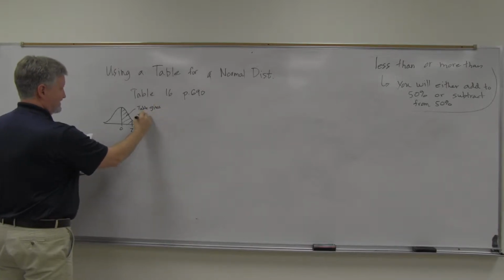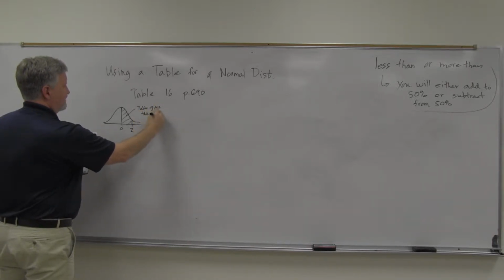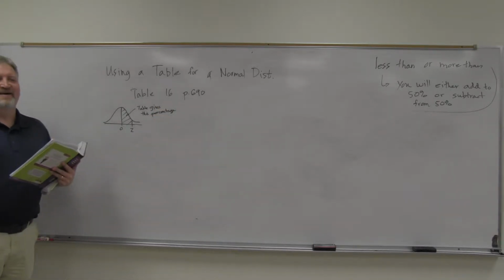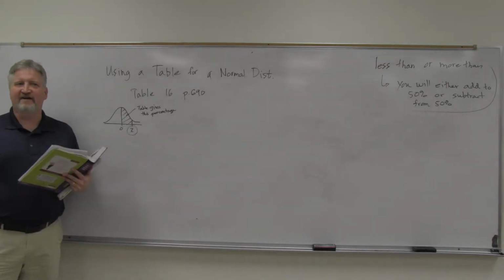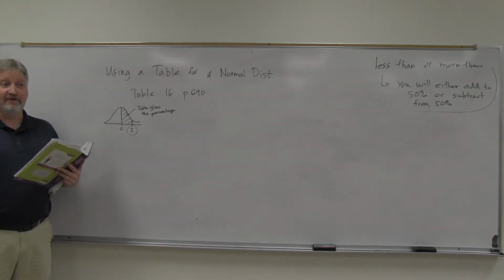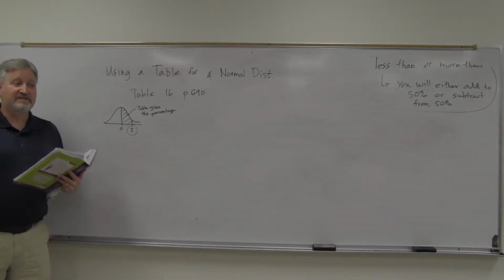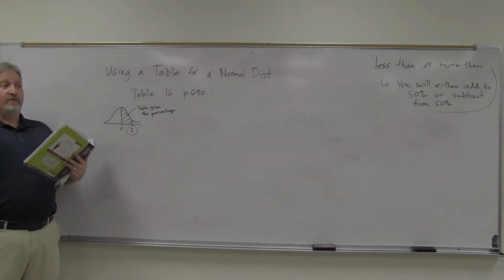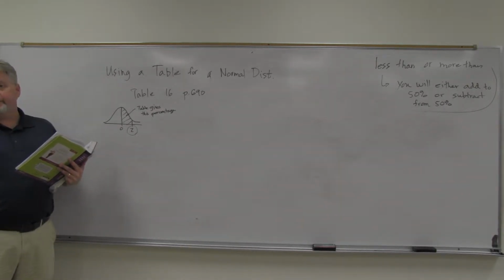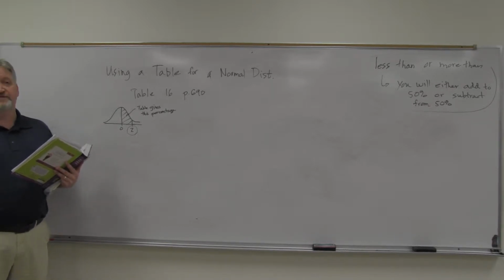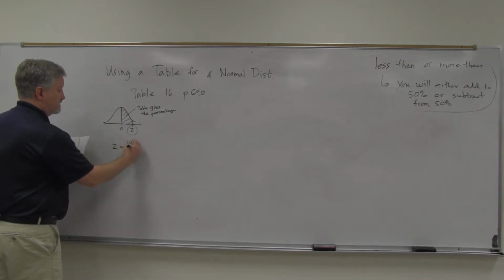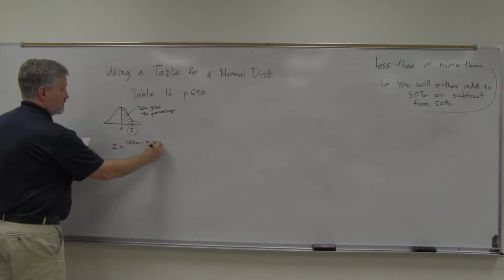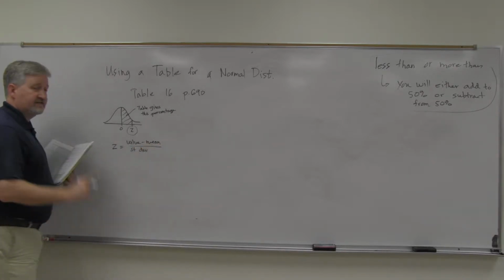Now, let's notice a couple of things. First of all, notice this, you got a Z there. What do you know about Z? Z-score. The table is based upon Z-scores. So when we have a value, the first thing we're going to do is calculate the Z-score. The table is based on Z-scores, and so we're going to use that Z-score formula. Remember, Z is equal to the value minus the mean divided by the standard deviation. So that's the first thing.